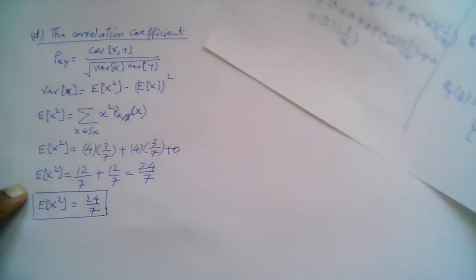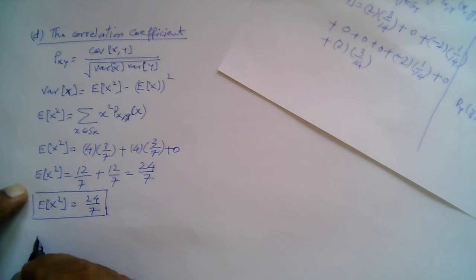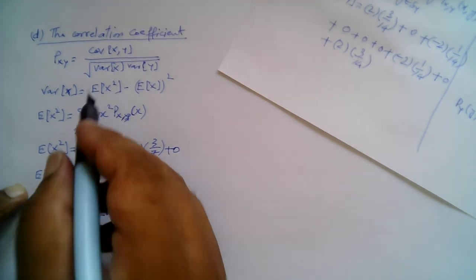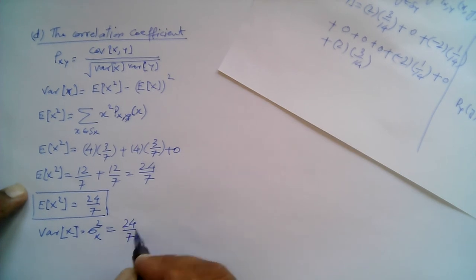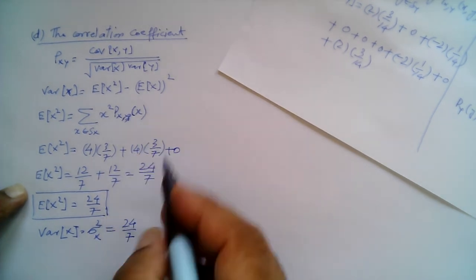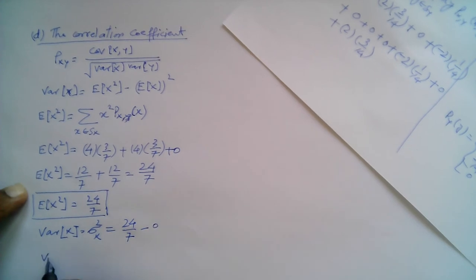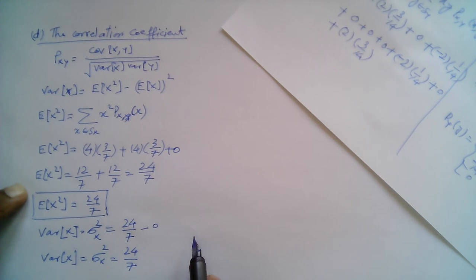Right? So we can now calculate the variance of x. Variance of x is given by 24 over 7 minus the square of the expected value. If you remember, the expected value of x is 0, so the square is also 0. So the variance of x is 24 over 7.